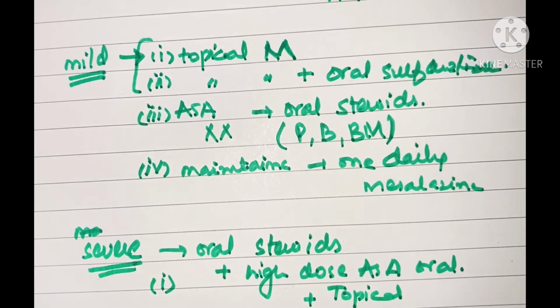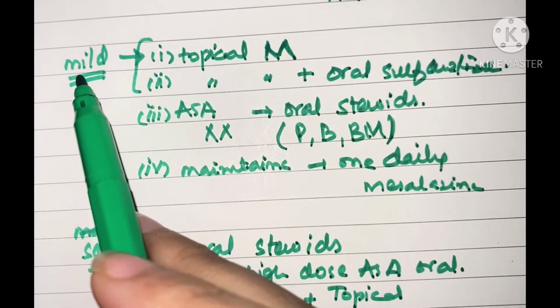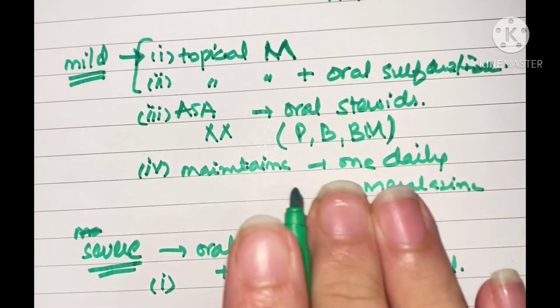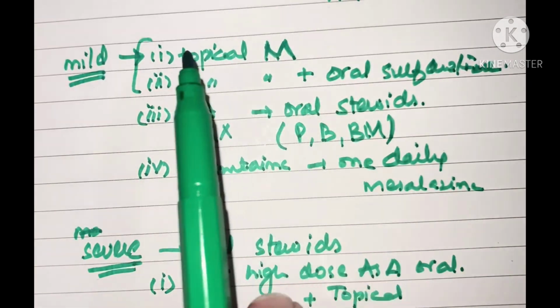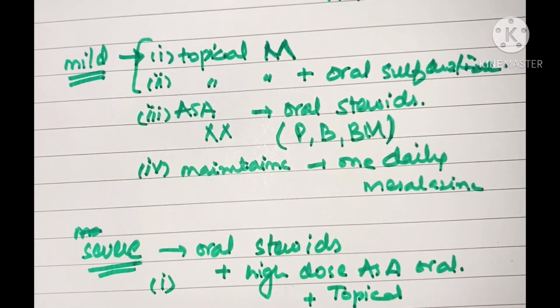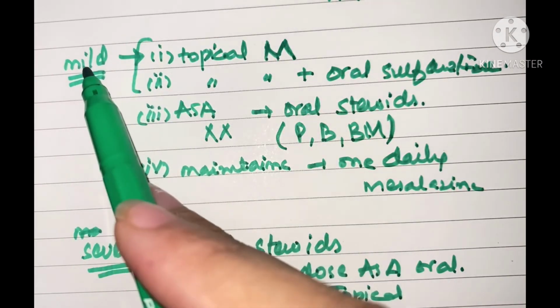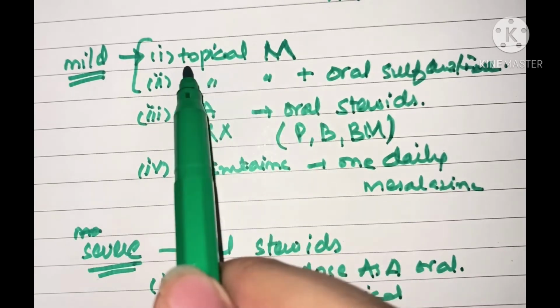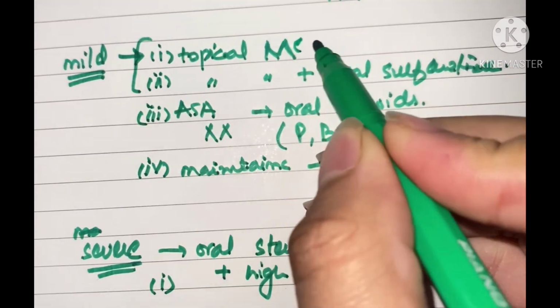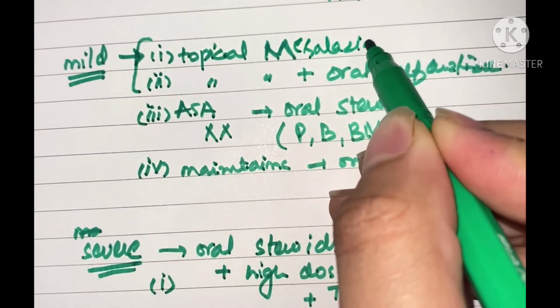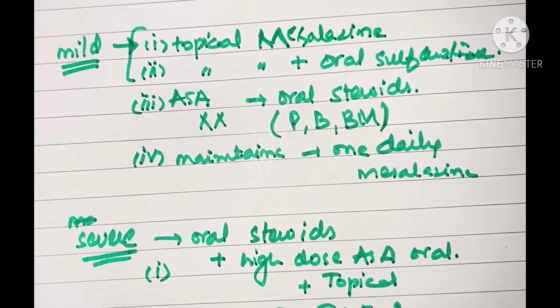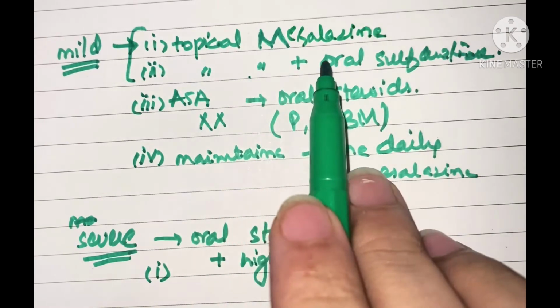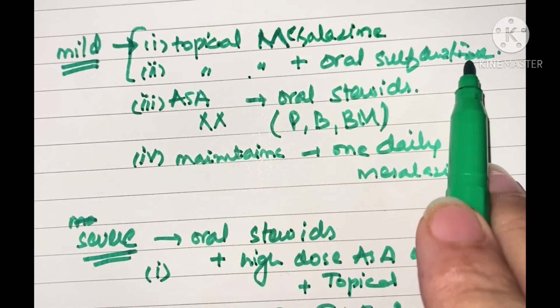First of all, if the patient has mild disease, we'll start with the very lowest step, the baseline step: topical agents, then oral, and then IV. So in mild or moderate disease, we'll start with topical mesalazine. I've just written its abbreviation here. Now if the patient is not responding to topical mesalazine, we'll continue topical mesalazine and add oral sulfasalazine to the regimen.